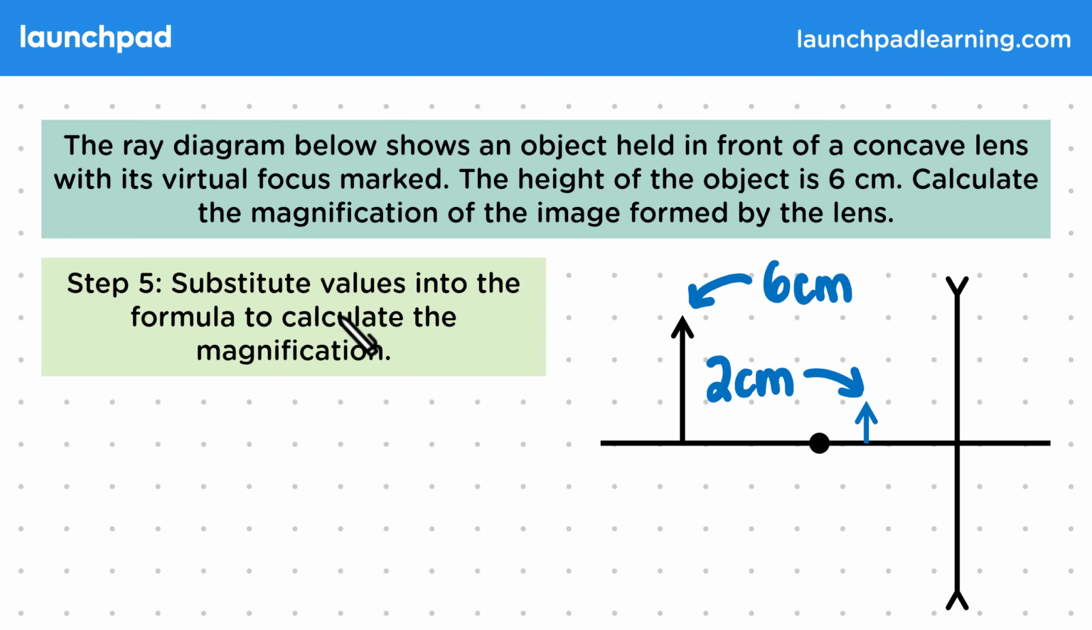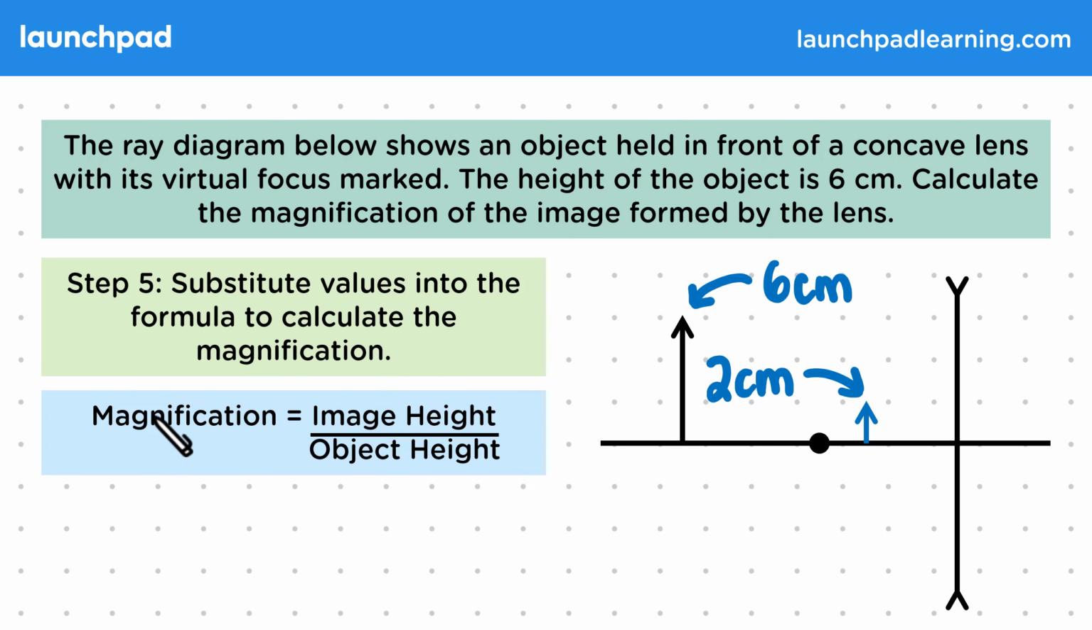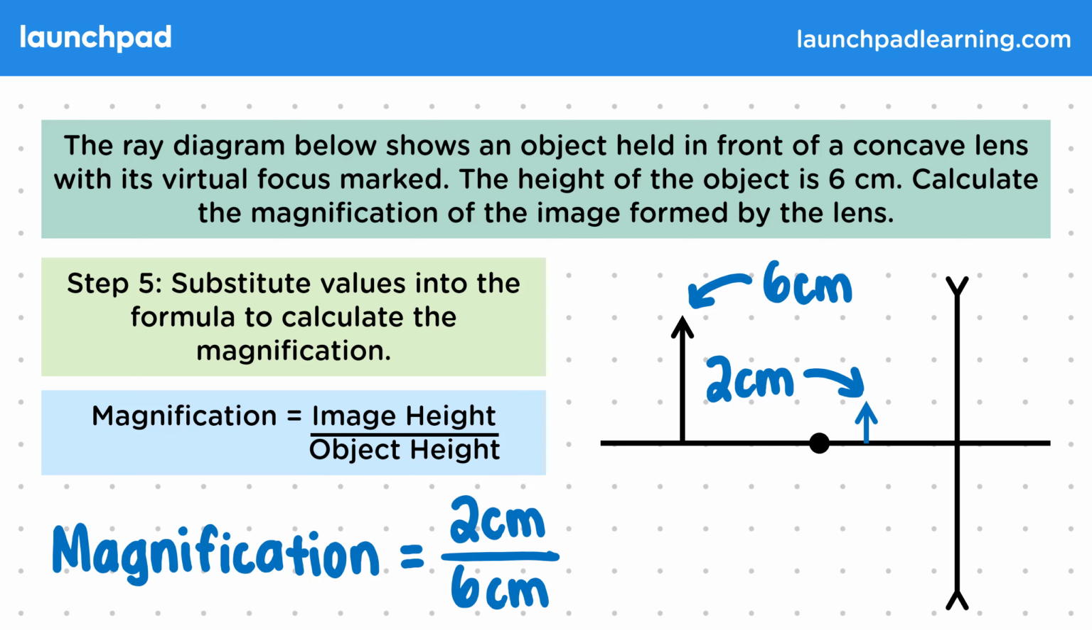Then in step 5, substitute the values into the formula to calculate the magnification. Remember that this is magnification equals image height divided by the object height. So in this case, the image height is 2 centimeters and the object height is 6 centimeters. So the magnification is equal to 2 divided by 6. There's no need to convert the units here as they're both in centimeters. So the magnification is equal to 1/3, or 0.33 as a decimal to 2 decimal places.